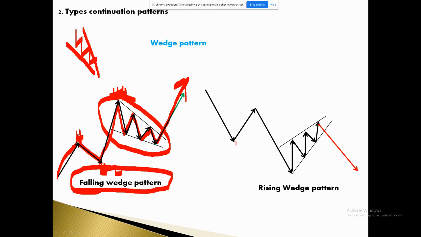Likewise, for a bearish continuation pattern, you must be able to identify first that price is going down, lower low, lower high, lower low.